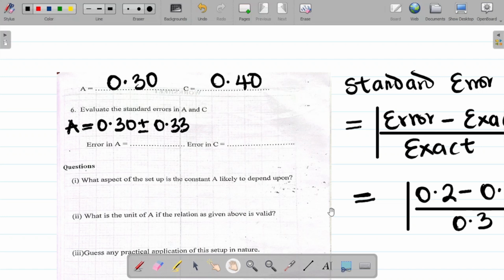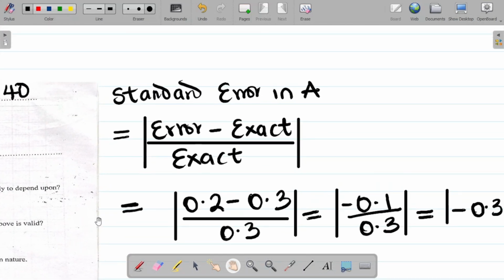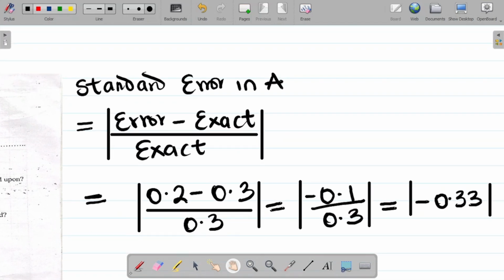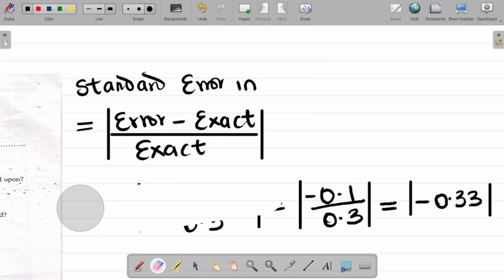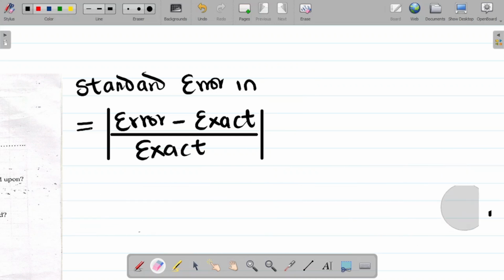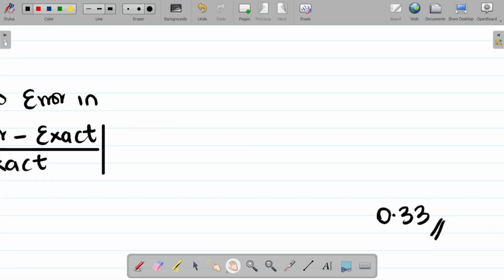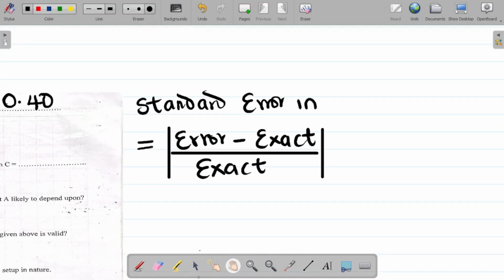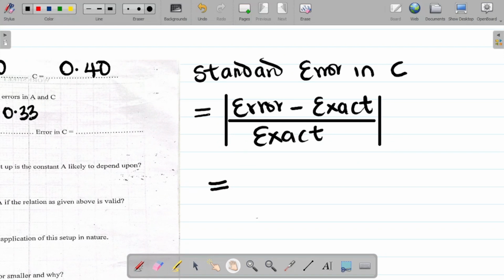Let's now get for C. The same thing too, standard error in C. I'll just change this to C. Let's get the standard error in C. That will be equal to error minus exact all over exact.